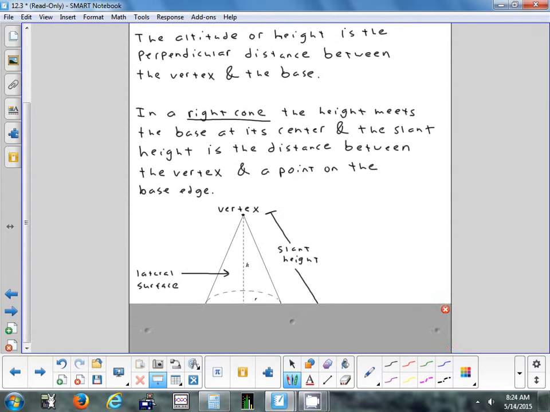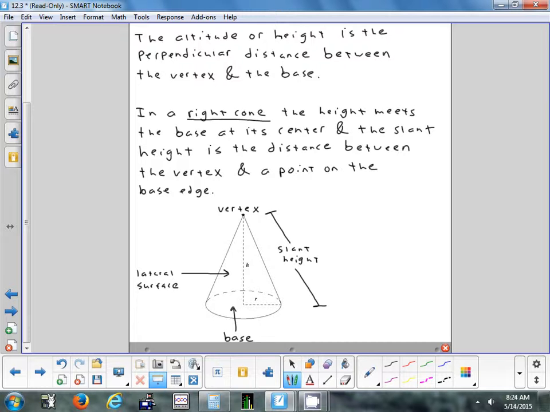So there's a picture of a cone. Remember, dotted lines are the ones you can't see. They're in the back or inside. So there's your height, straight down from the vertex to the middle of the base. What do you think this distance r is? We didn't have that in a pyramid.